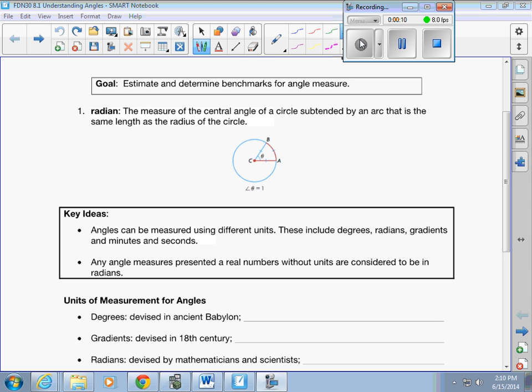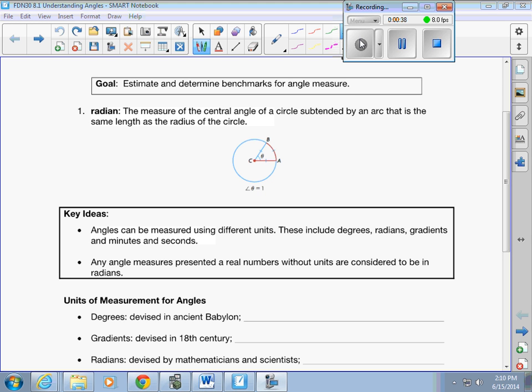So the first section that we're looking at here is just a bit of a review on angles and angle measurements from what you've done in previous math courses. When we're dealing with sinusoidal functions, we use radians instead of degrees most of the time. So the radian is just the measure of the central angle of a circle. It's subtended by an arc that is the same length as the radius of the circle.